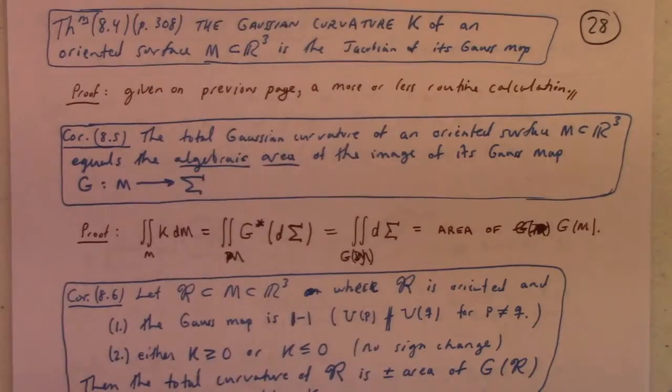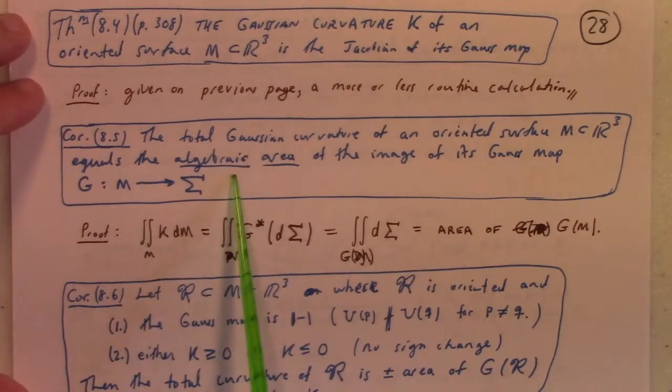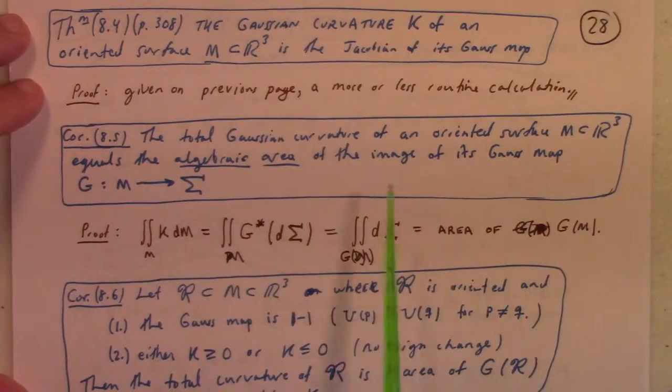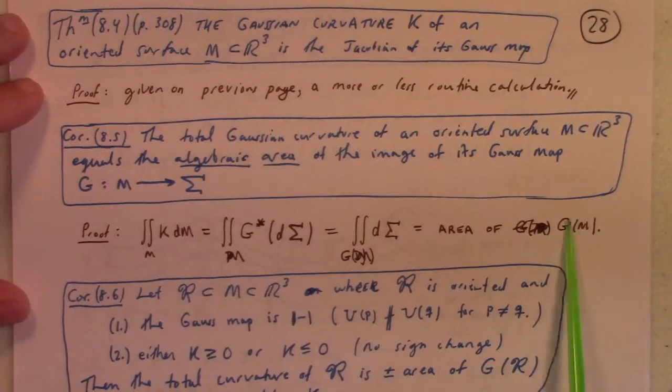The pullback of the area form on the sphere is the area form times the Gaussian curvature on the surface. So a corollary to that is the total Gaussian curvature of an oriented surface M is equal to the algebraic area of the image of its Gauss map, which is pretty awesome, right? So the integral of K dM is the integral of the pullback of the area form over M, but that is equal to, of course, the integral over G of M of dσ, and that is exactly the area of the image G of M, right?